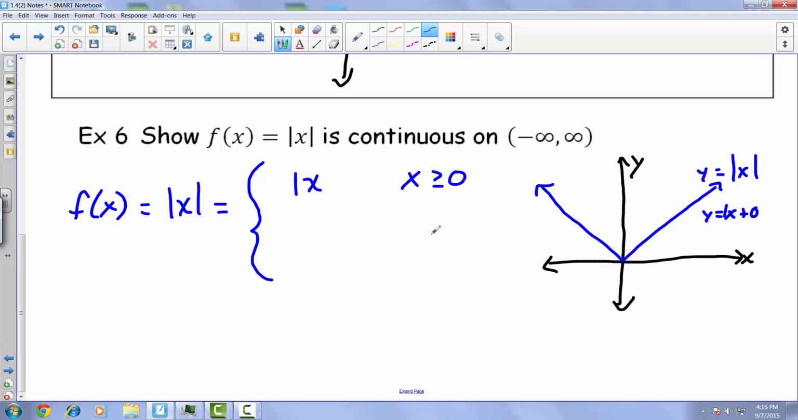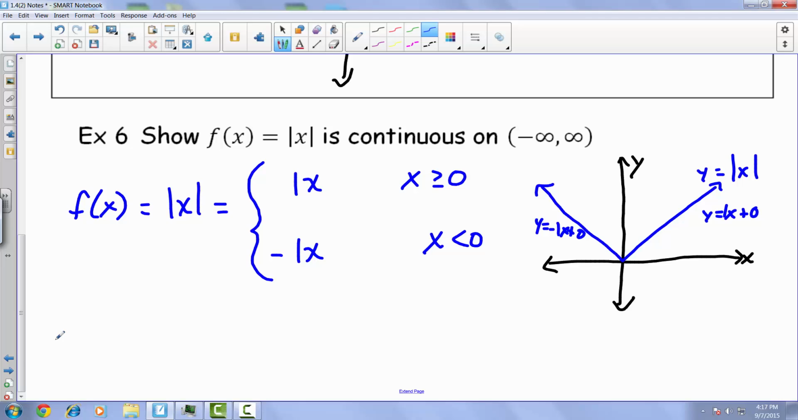Alternatively, anytime that your x values are less than 0, we're looking at this part of the graph, ignoring this right side, just looking at this guy. We see that we have a slope of negative 1x, and it does have that same y-intercept of 0. So what we've done is we've taken the absolute value function and written it as a piecewise function.